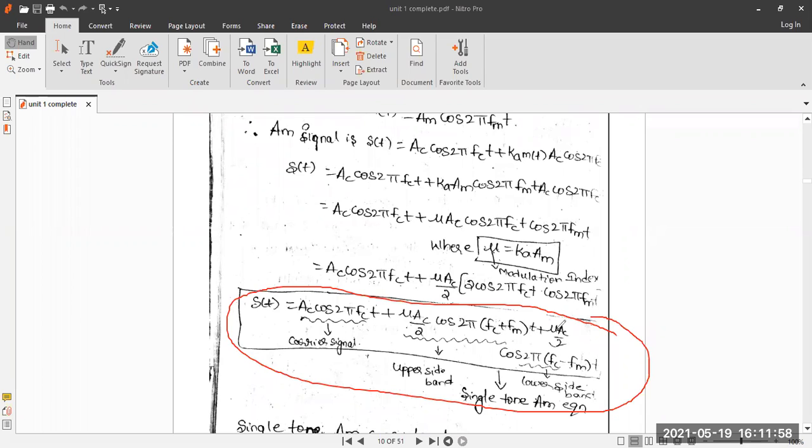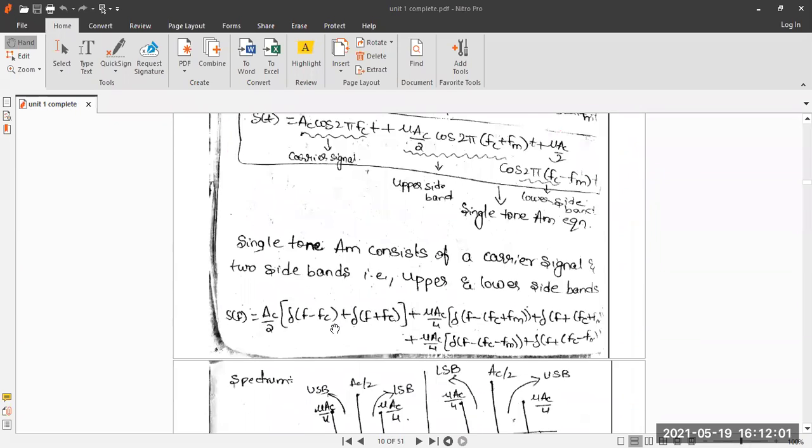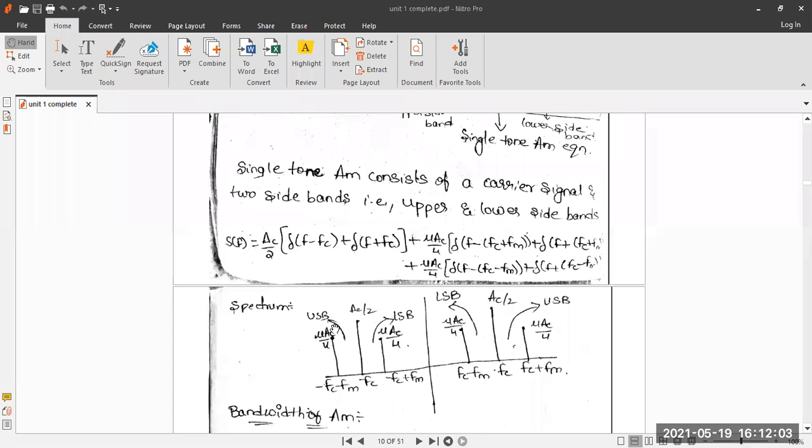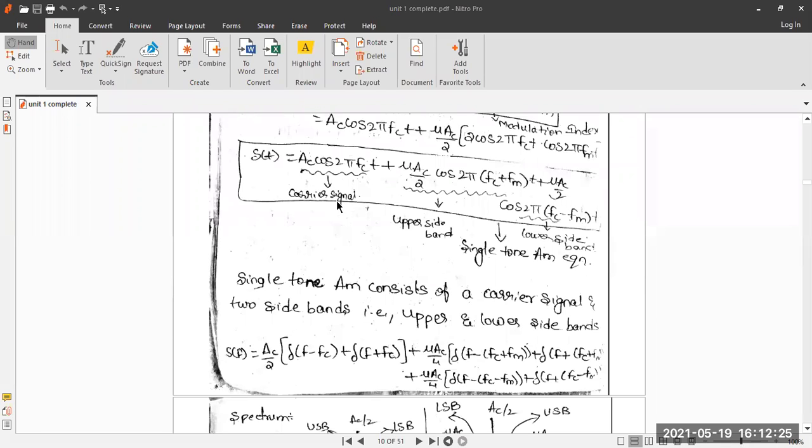So like that, we are having three terms. That is very, very important. In singletone AM modulation, the signal has a carrier signal, an upper sideband signal, and a lower sideband signal. And the equation is very, very important. You have to remember the generalized equation of AM, the singletone AM equation, and the multitone AM equation.